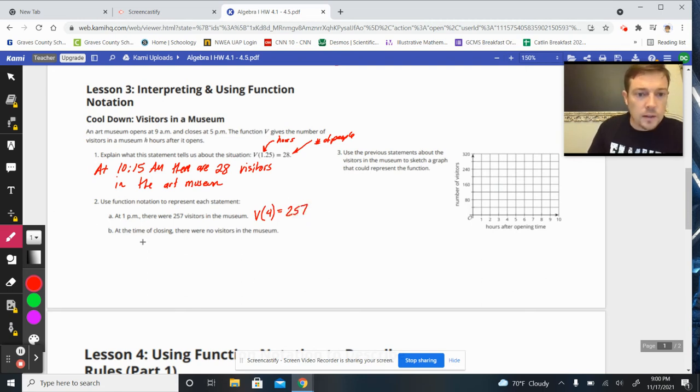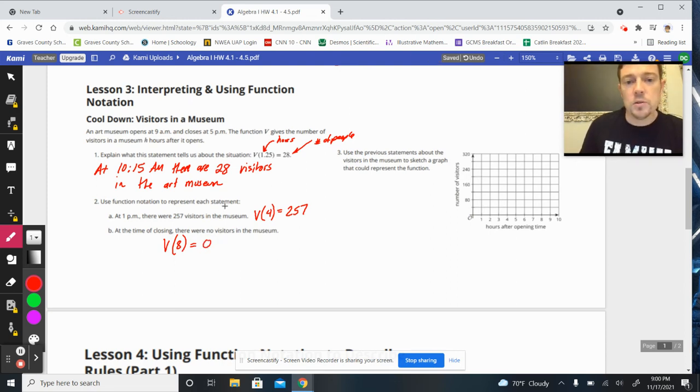All right, at the time of closing. So it takes 3 hours from 9 to get to noon and 5 more hours. So they close 8 hours after they open. They're open for 8 hours a day. So at the time of closing, which would be V of 8, there are no visitors in the museum. So everybody's gone by the time they close. That makes sense. They're not open anymore.